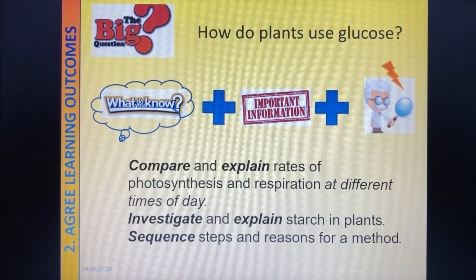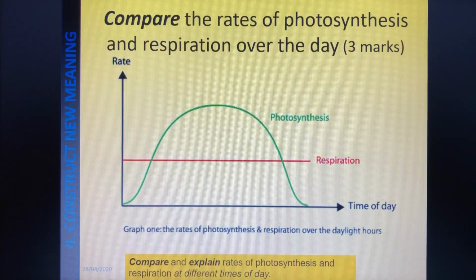Hopefully you've got your title written down. If you need any extra time, then pause now. Okay, so we've got a bit of graph interpretation here.